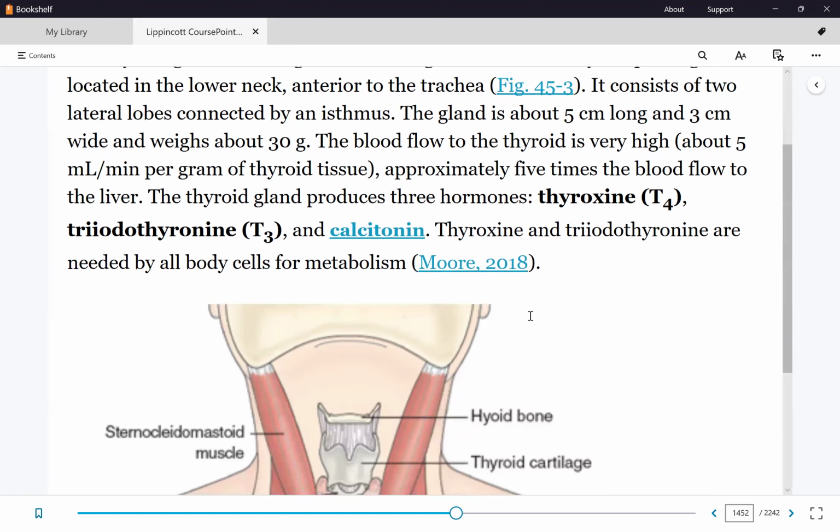So what's the purpose of the thyroid gland? It produces three hormones. They are T4, T3, and calcitonin. T4, T3 are the active hormones which affect your metabolism. Which metabolism does it affect? All the body's metabolism. So every cell in the body is affected by the T4 and T3 levels.